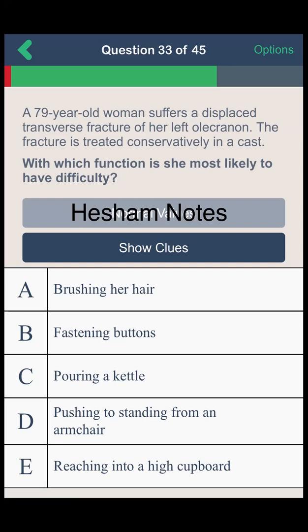It's a fracture in the olecranon. Olecranon is the attachment of the triceps muscle. Insertion of triceps is on the olecranon process of the ulna. So when you push to standing from an armchair, you use your triceps muscle, in the posterior compartment of the arm, so you cannot use it. But brushing hair and pouring a kettle are shoulder movements, and fastening buttons is wrist and hand movement. Okay. Another question?